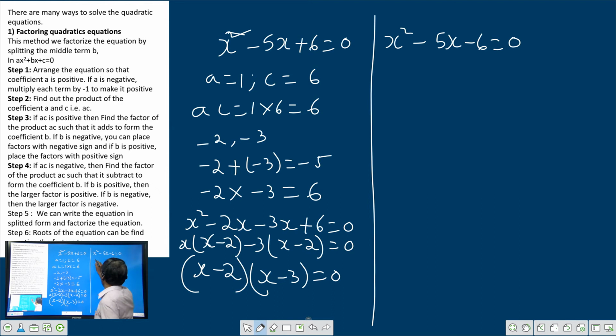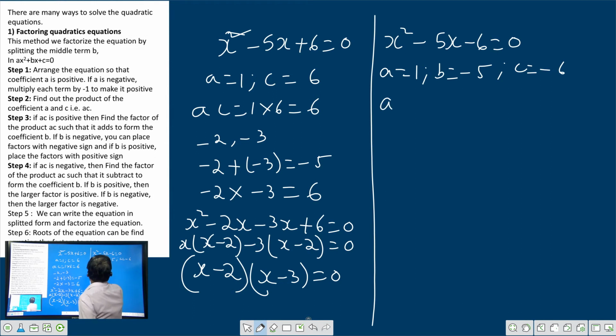So how to take the same thing? a is equal to 1, b is equal to minus 5, c is equal to minus 6. Product ac is 1 into minus 6, equal to minus 6. I have to take factors of this product ac, minus 6, that satisfy minus 5, because my b is minus 5.